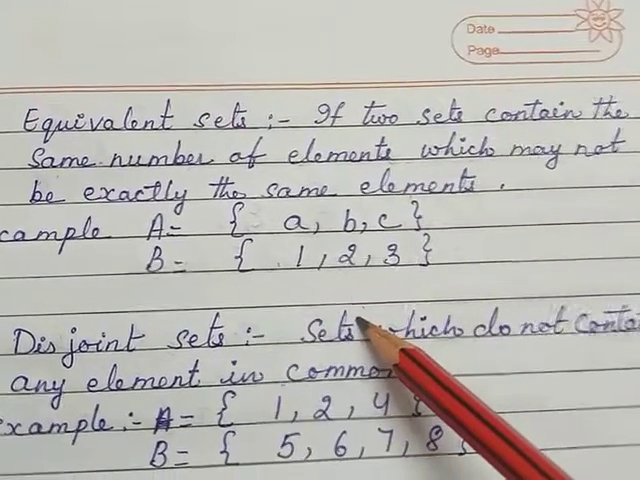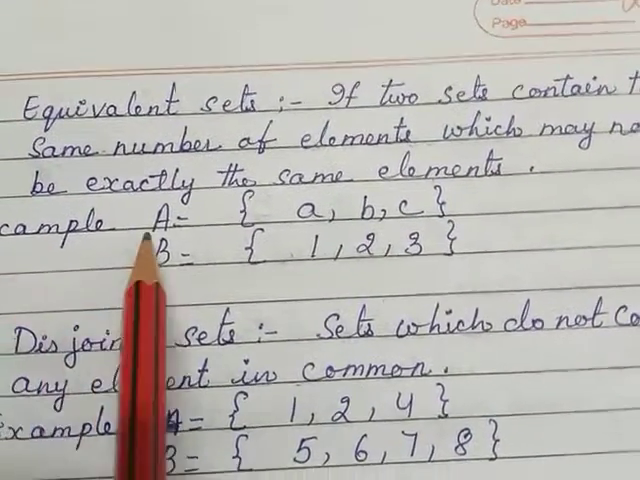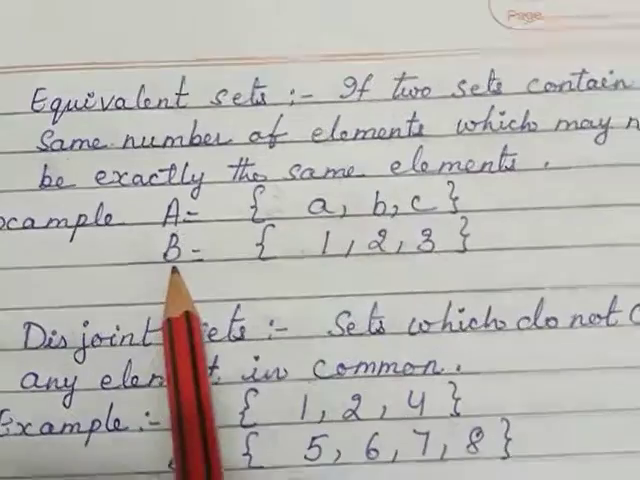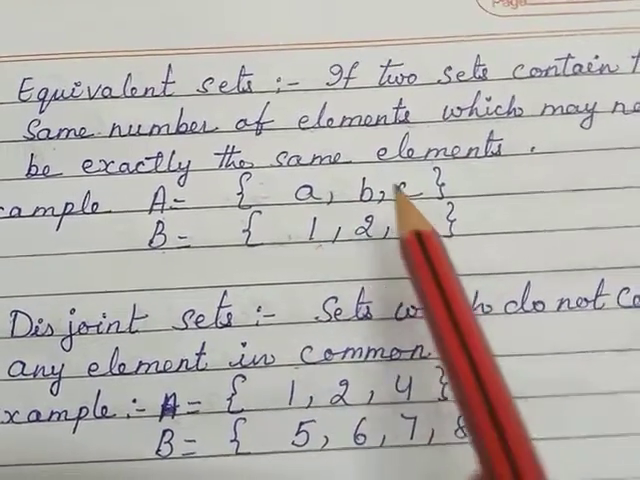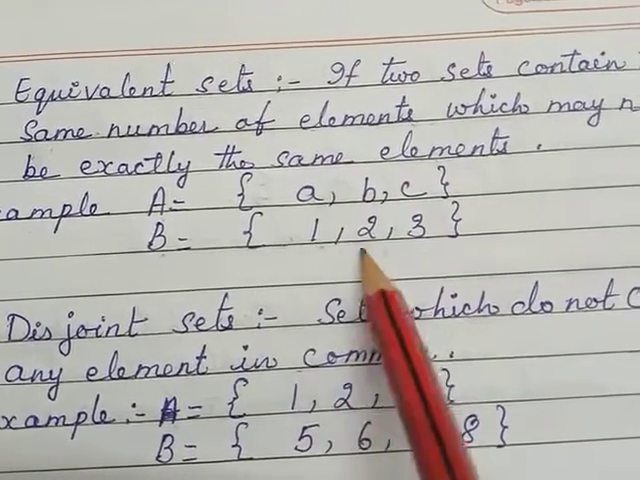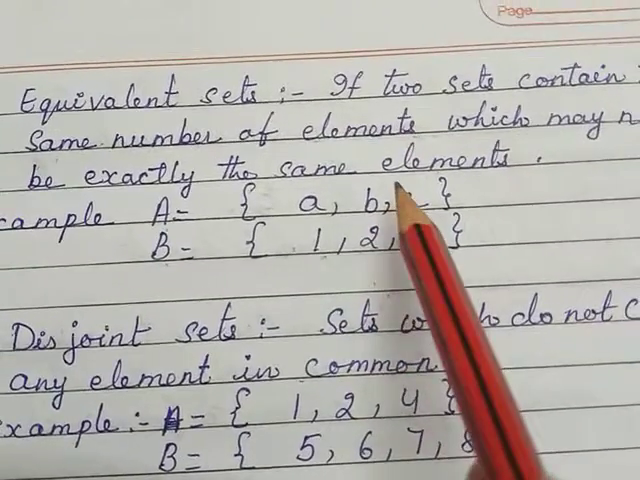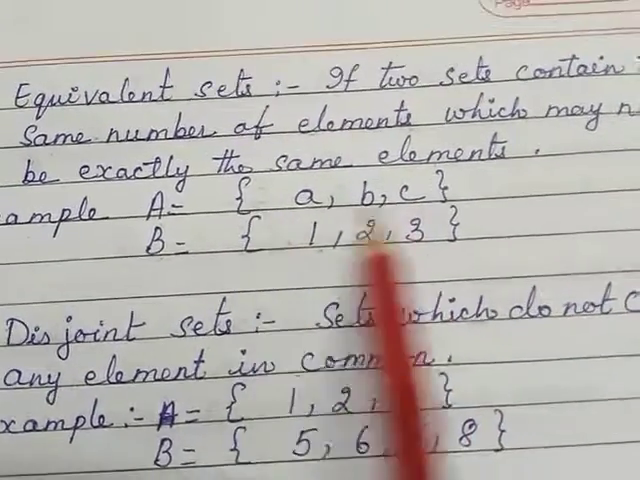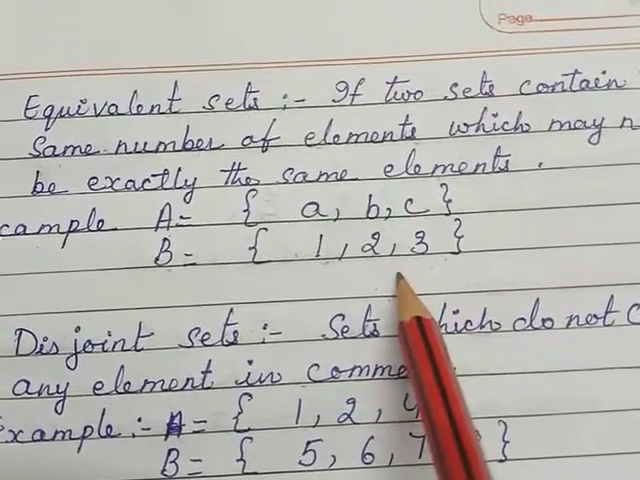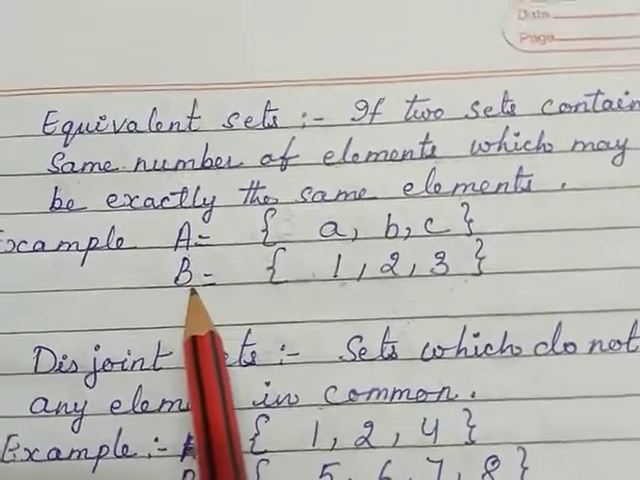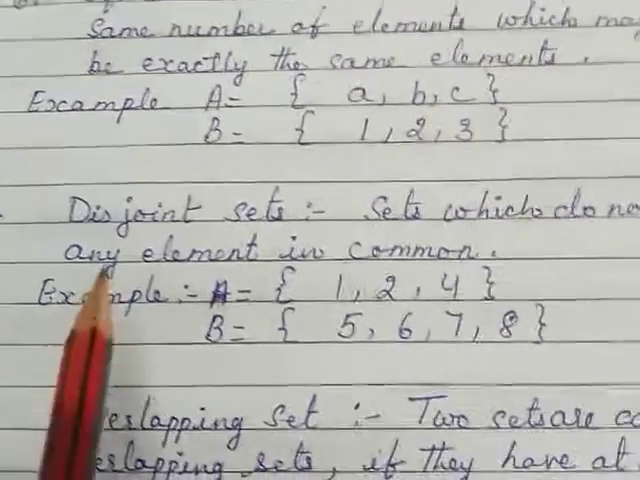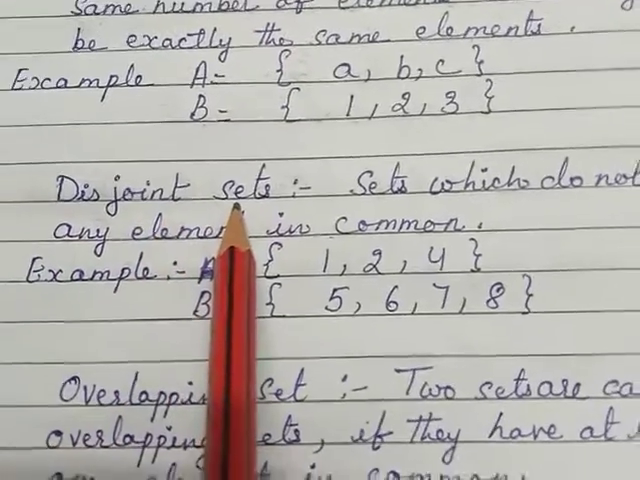are not exactly same. One example I have taken here, see, in set A we have A, B and C elements, and in set B I have 1, 2 and 3. See, both these elements are totally different. Here A, B, C is here, in set B 1, 2, 3 is here. So both of them are different, elements are different, but in counting they are equal. 1, 2, 3, 1, 2, 3. So 3 elements are present in both the sets A and B, and such type of set is known as an equivalent set.